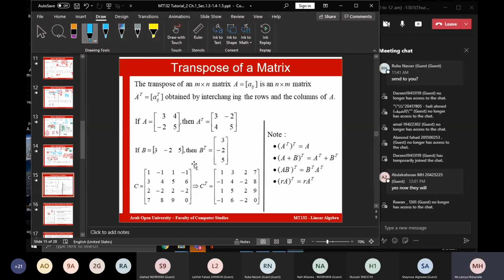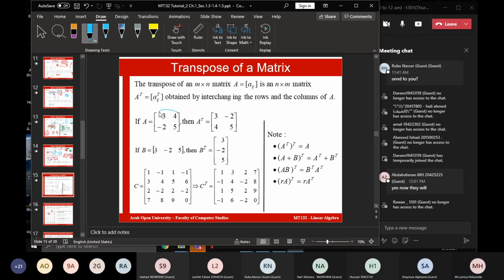Okay, I'll do only the transpose and then I'll stop. Now, what is the transpose of a matrix? First, if we have any matrix like this, and he asked me to find the transpose of this matrix, that is just change the rows into columns and the columns into rows. How do we do this? Like that.